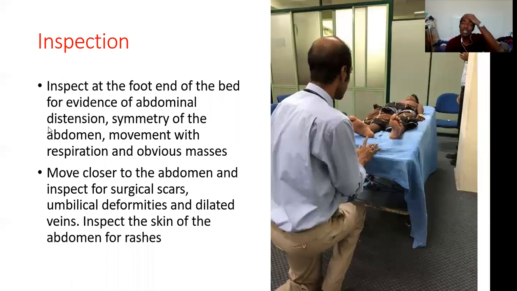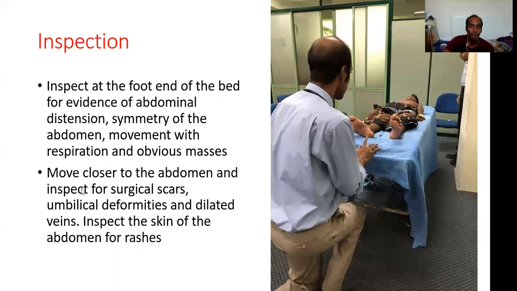Now remember, one of the key things that you will see in this position is in polycystic kidney disease, you will see obvious flank fullness on the sides. And this is something that you can catch even with careful inspection. So from the foot end of the bed, look for abdominal distension, look for obvious masses, symmetry, and then look at the flanks, because flank fullness on both sides can indicate polycystic kidneys. And then you move closer to the abdomen, looking for surgical scars, umbilical deformities, deposits in the umbilicus, very rarely, that's called Sister Joseph's nodule, and also dilated veins. And also you can inspect the skin of the abdomen for any obvious rashes.